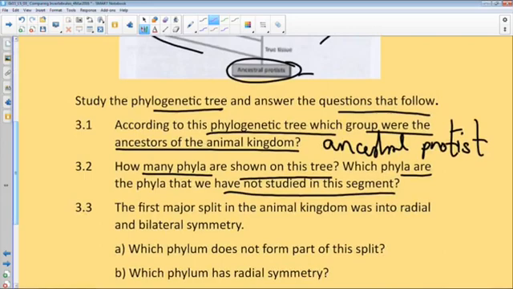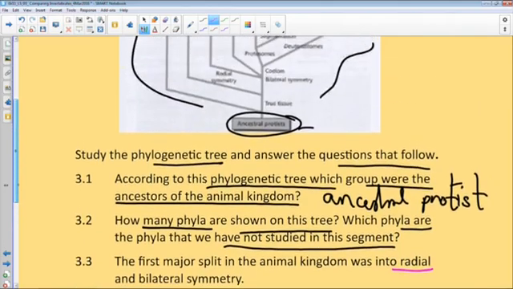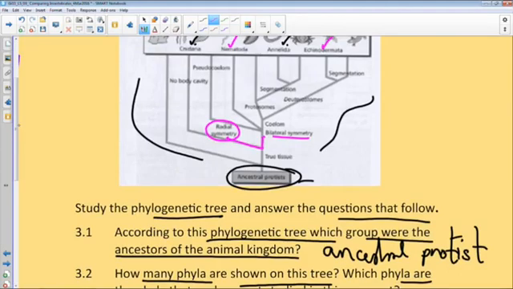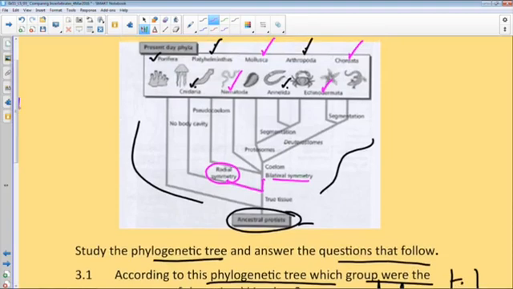3.3. The first major split in the animal kingdom was into radial and bilateral symmetry. So if we go back up to this diagram, it shows you that the first significant split was here, where they showed radial symmetry and bilateral symmetry. So if you look at this, to the left of this diagram, we've got all the organisms along this branch being classified according to radial symmetry. If we go further up, on the left hand side of this branch, we're seeing these organisms all having the common characteristic of being bilaterally symmetrical.